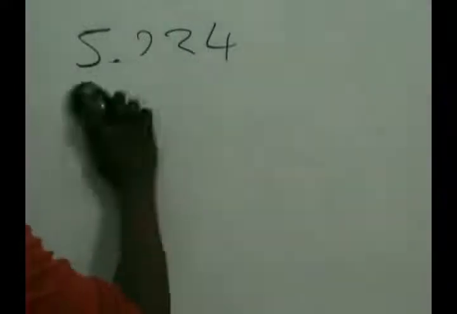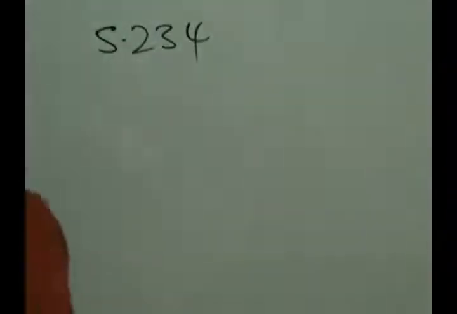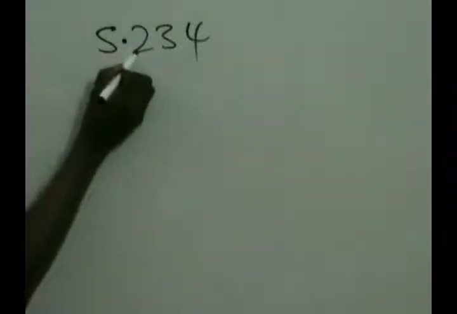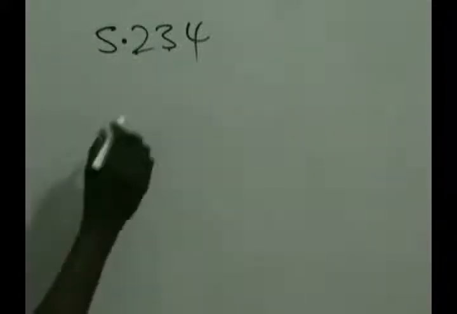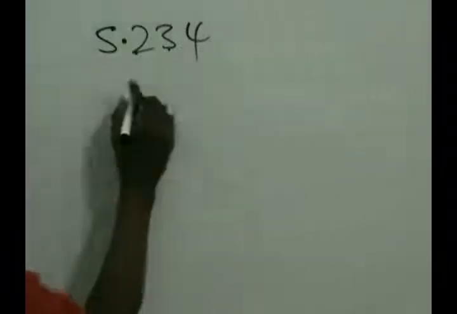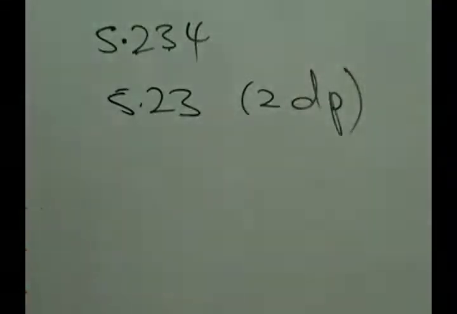Alright, so we deal with a different number again. How about 5.234, this time to 2 significant figures, or 2 decimal places. So we have the same number, but we change from 1 to 2 decimal places as significant figures. So, again we start with decimal places. First decimal place is the 2, second decimal place is the 3. After the 3 I have a 4. So that 5.234 to 2 decimal places would be 5.23 to 2 decimal places.